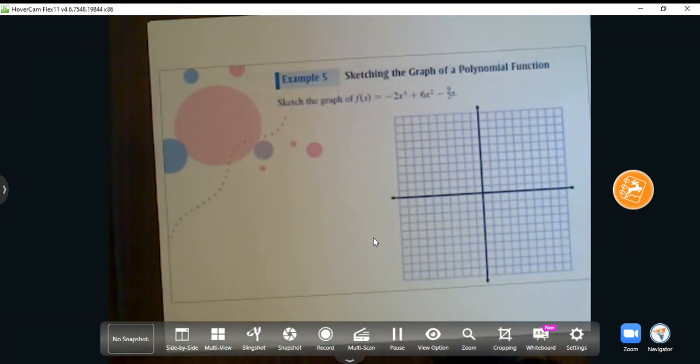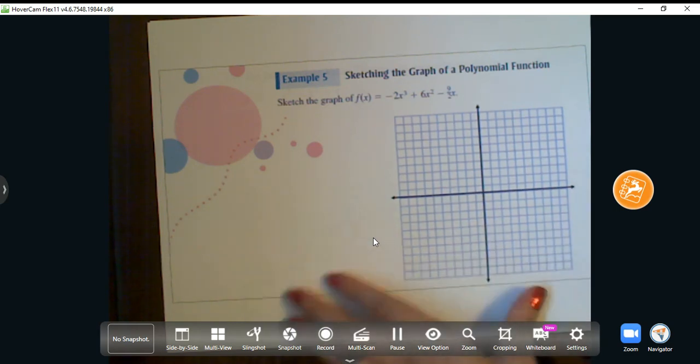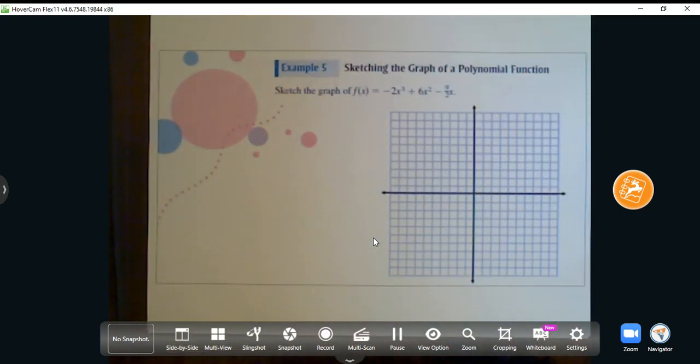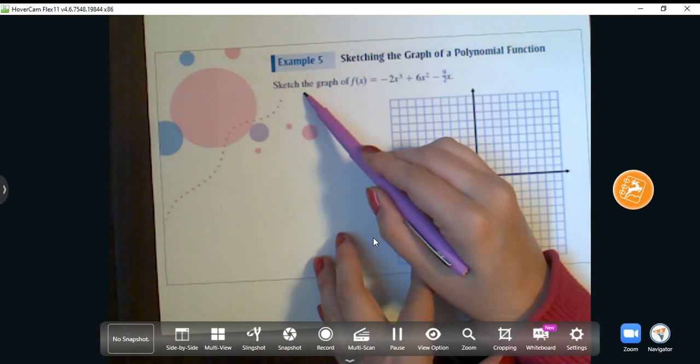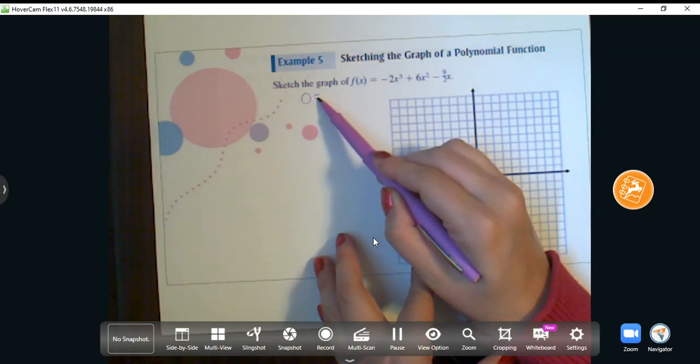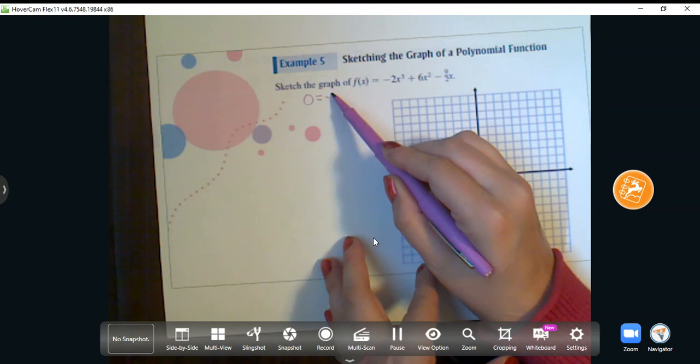All right, so now let's put all of that stuff that we just talked about together. Okay, and we're going to try and sketch a graph. So I have f of x equals -2x cubed plus 6x squared minus 9 halves x. So the first thing that we're going to need to do is to find our zeros. So we're going to set our function equal to 0.